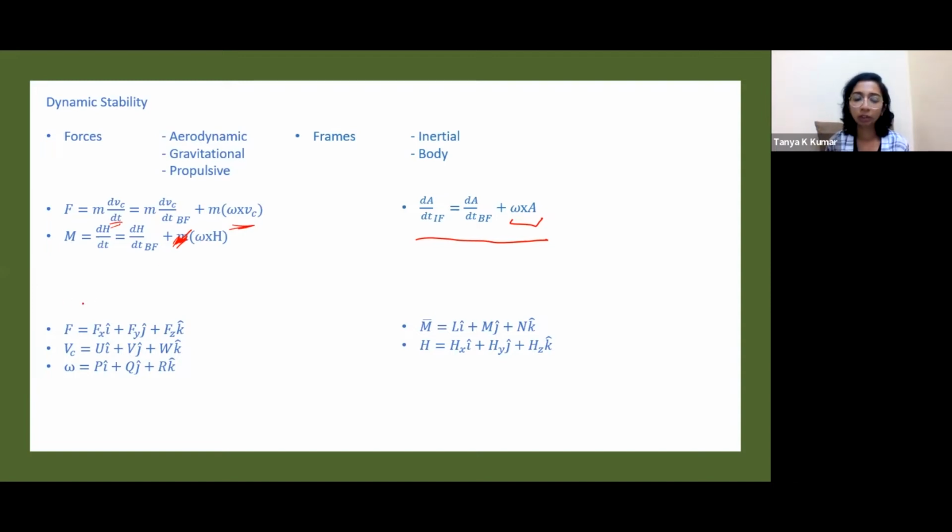Now, after this, we saw the various vectors represented in the body frame. These are all represented in the body frame. The force F has components Fx, Fy, Fz, with i, j, k the unit vectors in the body frame. Vc has three components, u, v, w. Omega, the angular velocity, has p, q, r, and then there are the moment vector and h. So these are the quantities represented in the body frame.